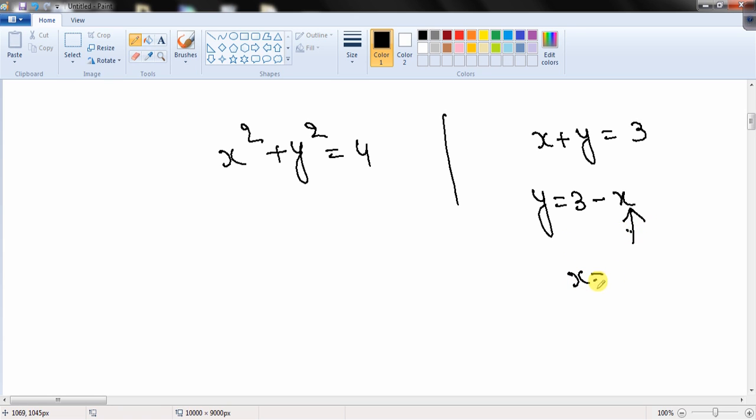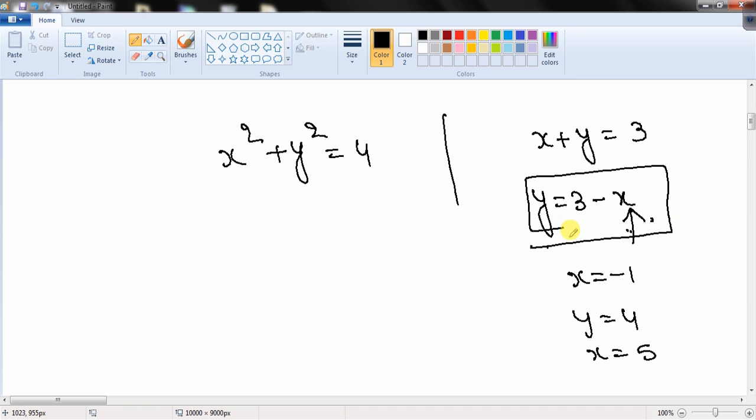So if I take x as minus 1, y is 4. If I take x as 5, y is minus 2. So for different values of x, we get a single value of y. So it is clearly a function. So if the relation is given in terms of an equation, when we substitute different values for x, if we get exactly one value for each and every value of x, then we call such a relation a function.